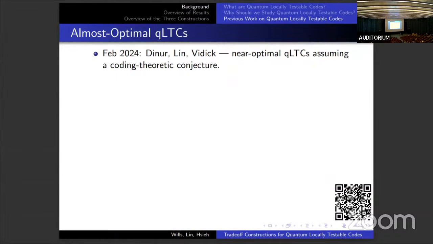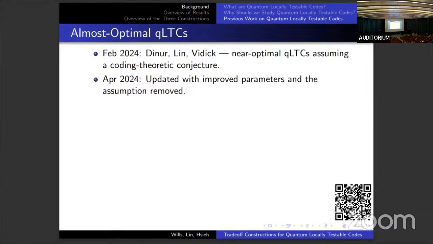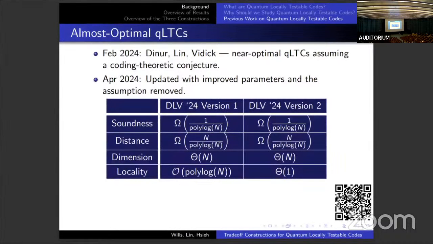Earlier this year, Dinur, Lin and Vidick introduced this paper that gave almost optimal QLTCs. And initially, they showed this dependent on a certain conjecture being true, but they updated their paper, not only removing this need for the conjecture, but also actually improving the parameters. And the parameters are as shown. So they get a linear dimension, otherwise known as a constant rate. The soundness and distance are almost optimal, both of them, so they're both polylog away from where they want to be. So soundness wants to be constant, distance wants to be linear, and they're both polylog away from that. And the locality went from a polylog to a constant in the second version.